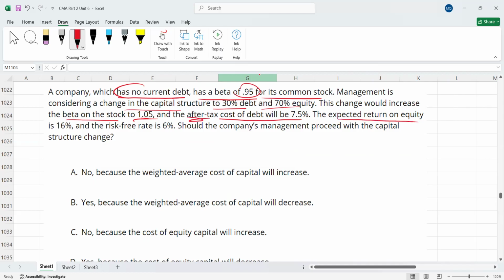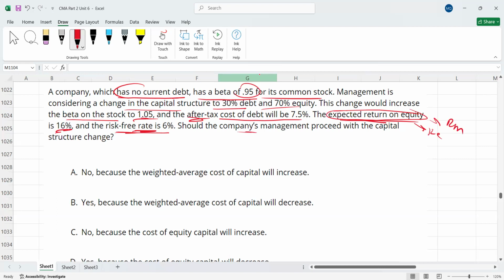The expected return on equity is 16%. The risk-free rate is 6%. Expected return on equity, you can also assume, is the market return. We have to calculate the cost of equity separately, but this is the return on market we can assume, because in the CAPM equation we need the return on market.